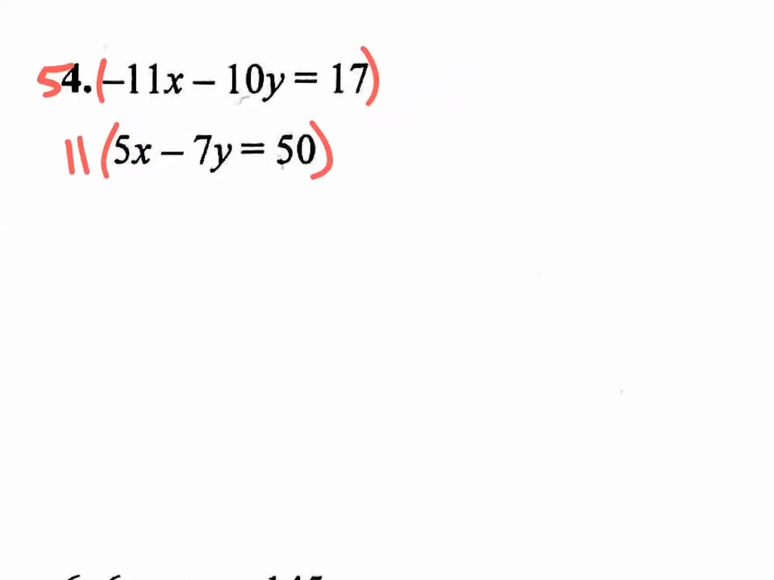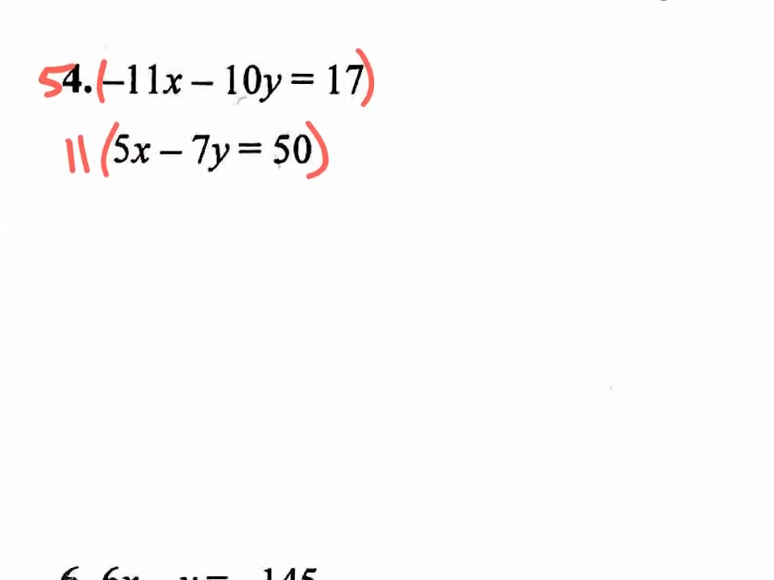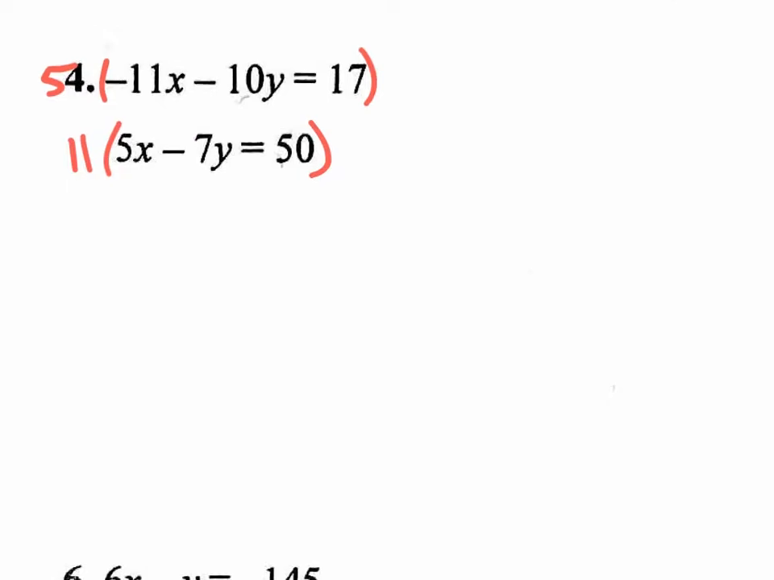So let me show my work here. 5 times negative 11, that's negative 55x, and then 5 times negative 10y, that's negative 50y, equals 5 times 17, which is 5 times 10, 50, 5 times 7 is 35, 85. I did the distributive property in my mind. Of course, you could use calculators.